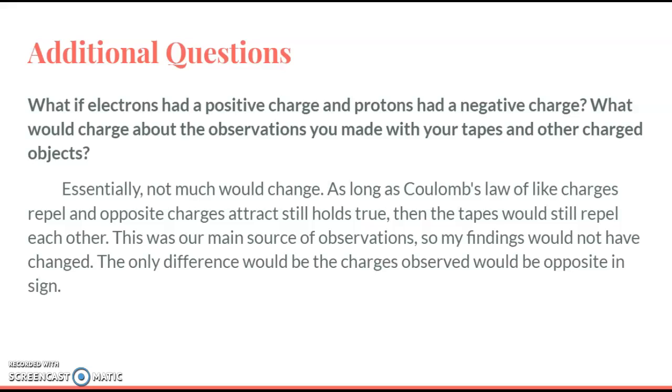Additionally, what if the electrons had a positive charge and the protons had a negative charge? Essentially, not much would have changed. As long as Coulomb's law, that like charges repel and opposite charges attract, still holds true, then my findings and my numerical findings would not have changed, but the difference would be that the charges observed would be opposite in sign.